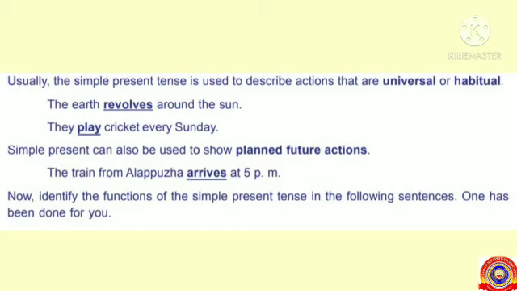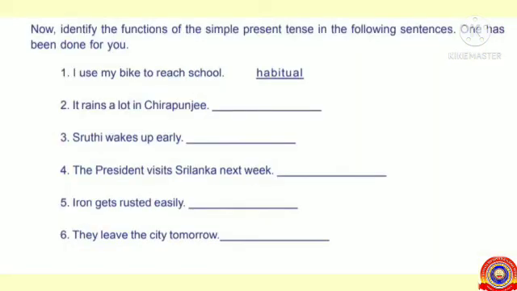Then simple present can also be used to show planned future actions. Example, the train from Alapura arrives at 5 p.m. This sentence is considered as a planned future action. Now identify the functions of the simple present tense in the following sentences. One has been done for you. First one, I use my bike to reach school. This sentence is in the simple present tense. So what's the function of this sentence? Yes, it is a habitual action.